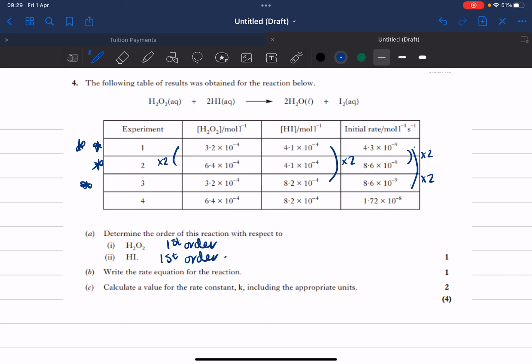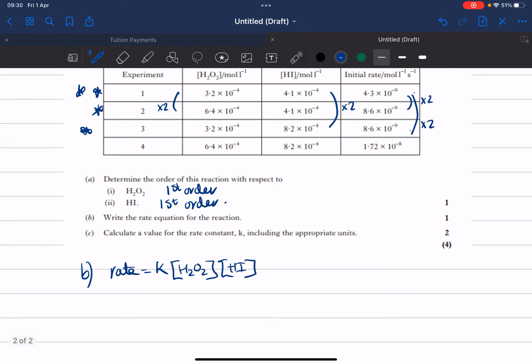So then for part B, the rate equation for the reaction. So the general rate equation is rate equals K, don't forget the K, and then it's multiplied by the concentrations of the reactants with their orders as a power. So because they're both first order, you don't need to put a power, it's just to the power of 1. So that'd be that.